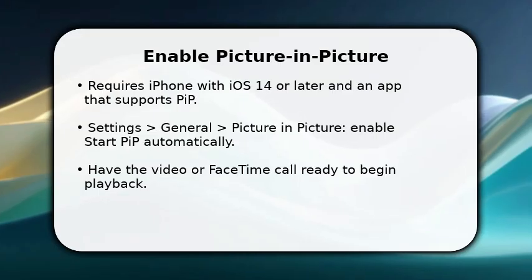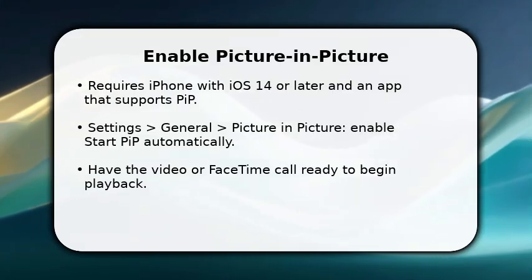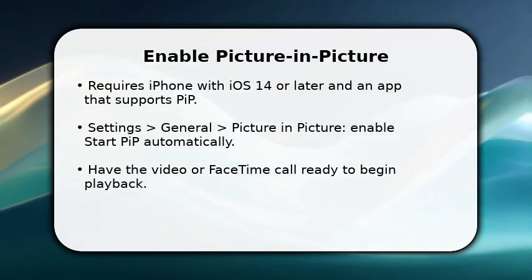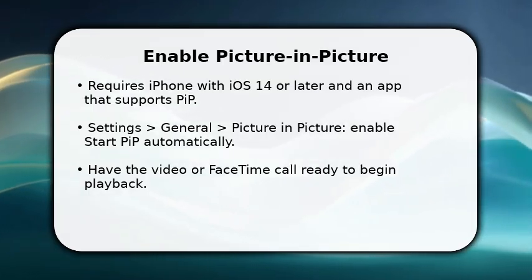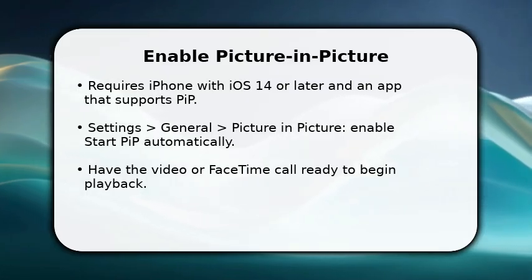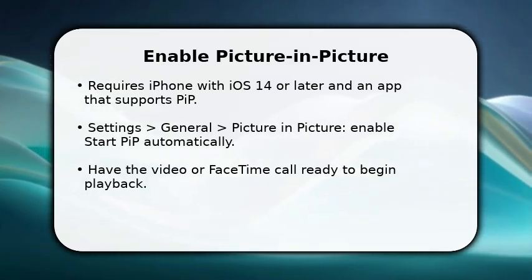You start by turning on Picture-in-Picture so the phone can float a video window. Go to Settings, tap General, then Picture-in-Picture and enable Start Pi-P automatically. Once done, open a compatible app and play the video or join the FaceTime call.